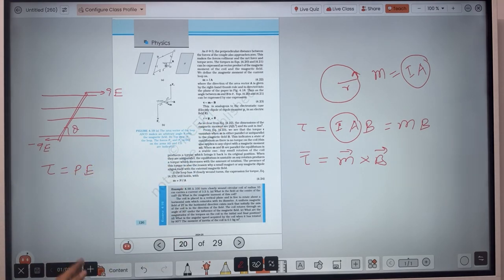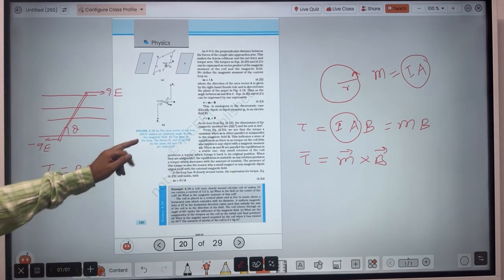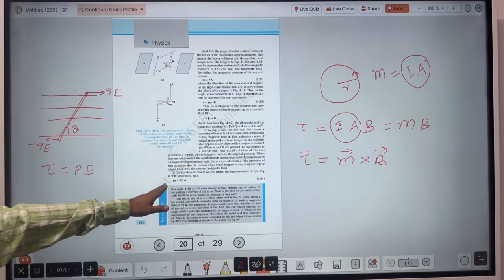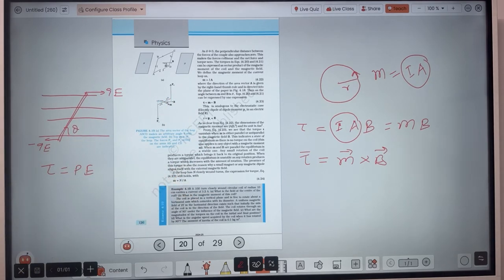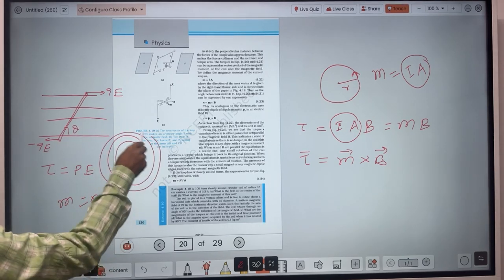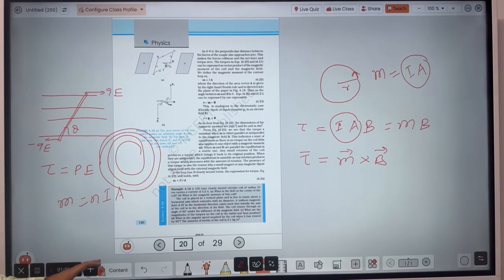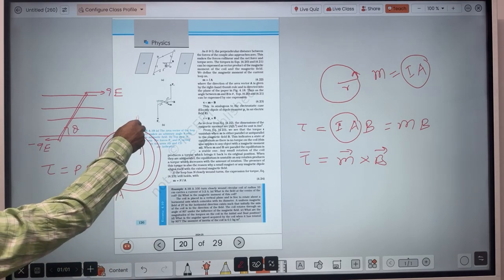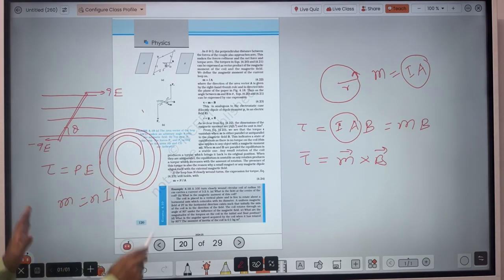So up to here there is no problem, and as I told you, if there are n turns, in that case the formula will become: magnetic moment M will become NIA. They are talking about a loop like this. There are many turns, one over the other. The radius is not going to be increased every time. So in that case, it will become M equal to NIA.